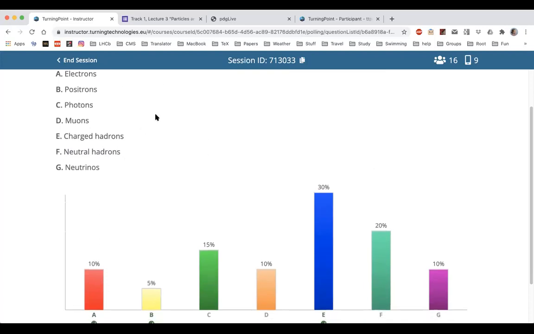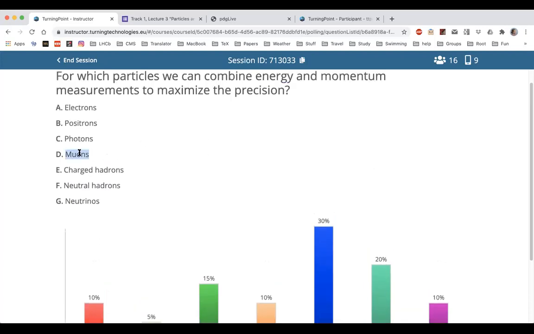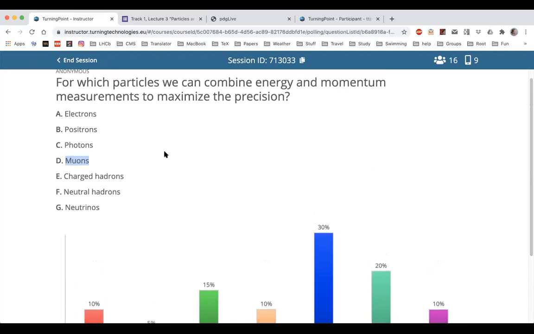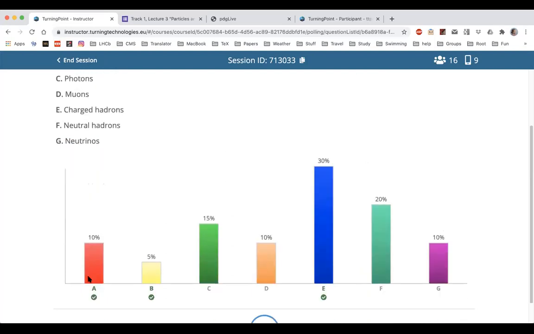Okay, so energy. For muons, we cannot measure energy since we would need a very thick calorimeter in order to absorb all the energy. That's why we do not have an energy measurement for muons; we have only a momentum measurement. Therefore, we can measure the energy only for electrons and positrons in the electromagnetic calorimeter and for hadrons in the hadronic calorimeter. That's why the answer should have been A, B, and E.